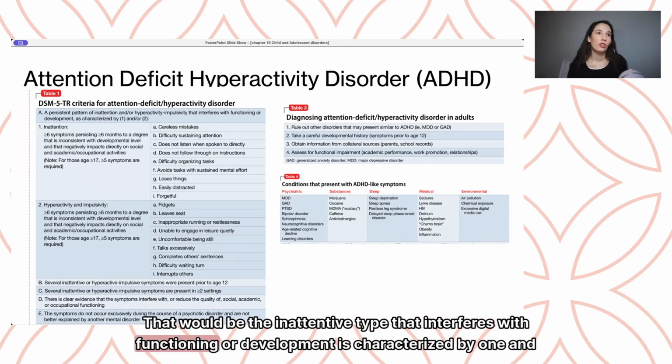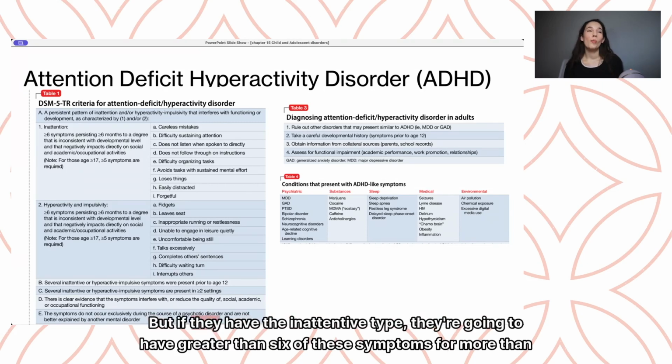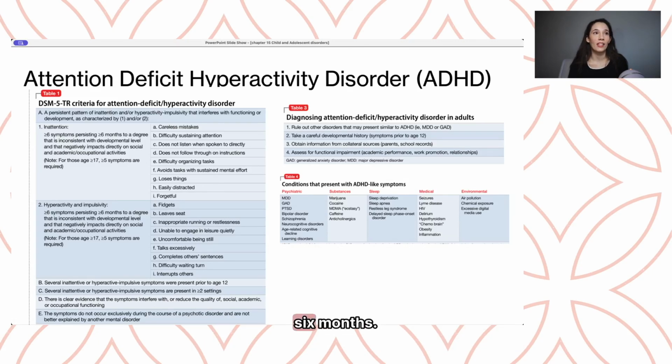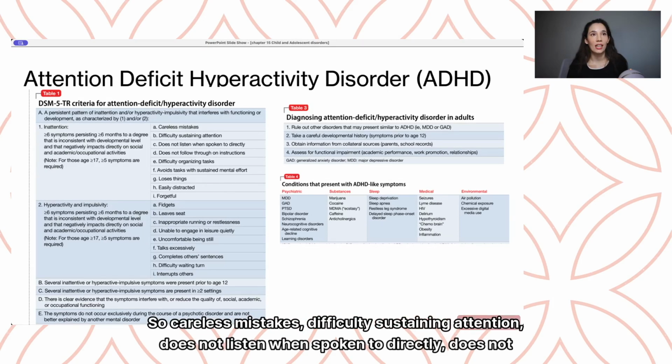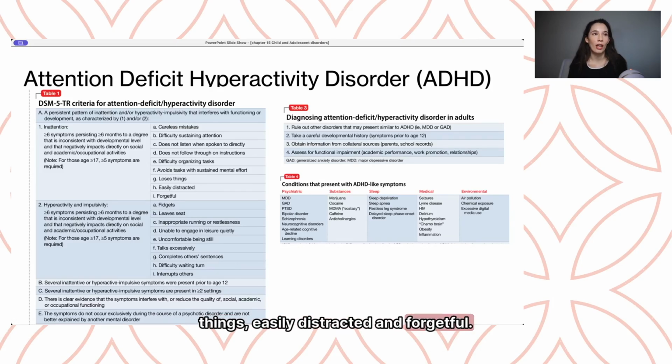That interferes with functioning or development is characterized by number 1 and/or number 2. So it's going to depend. If they have the inattentive type, and again, they can have both, they're going to have 6 or more of these symptoms for more than 6 months. And if they're under 17, it will be 5 or more. So: careless mistakes, difficulty sustaining attention, does not listen when spoken to directly, does not follow through on instructions, difficulty organizing tasks, avoids tasks with sustained mental effort, loses things, easily distracted, and forgetful.